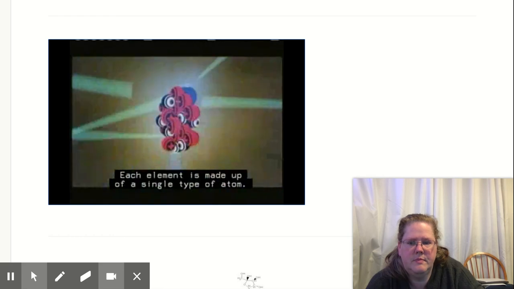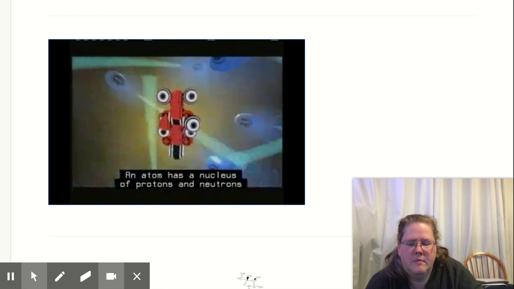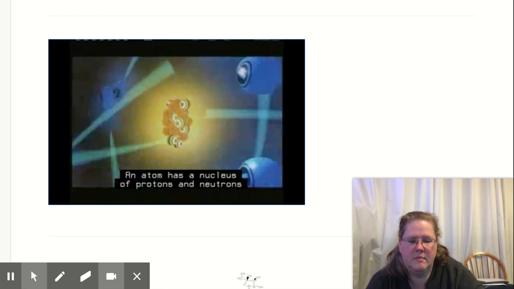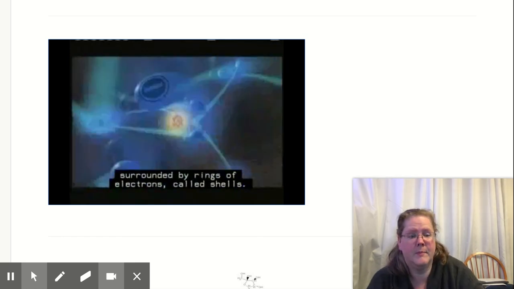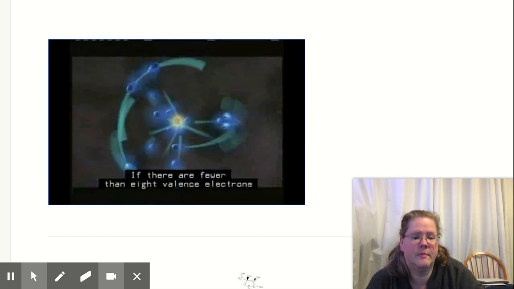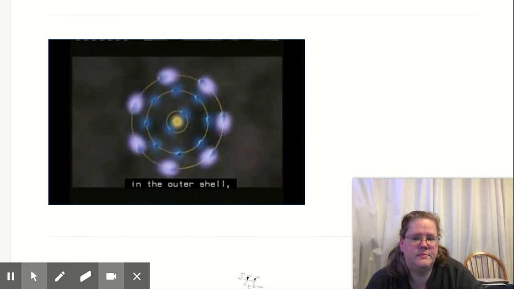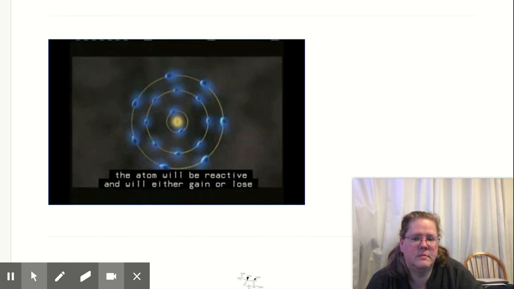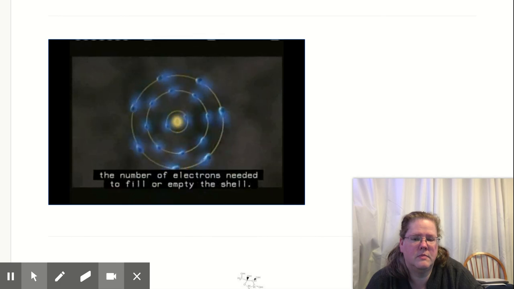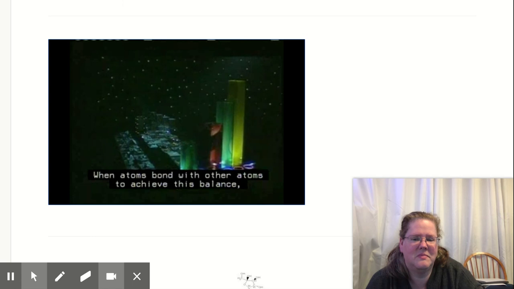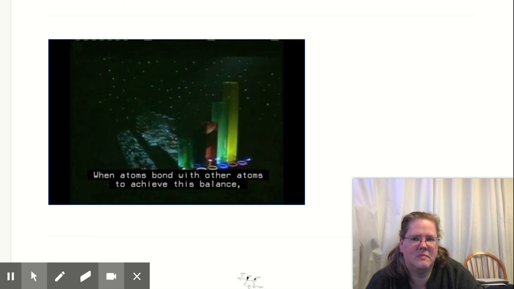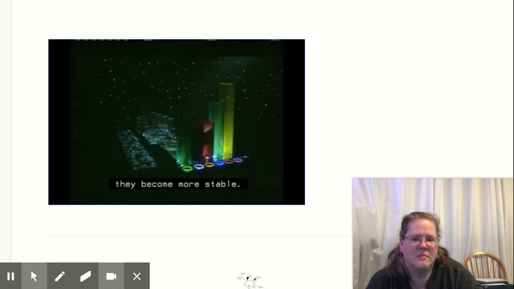Each element is made up of a single type of atom. An atom has a nucleus of protons and neutrons, surrounded by rings of electrons called shells. If there are fewer than 8 valence electrons in the outer shell, the atom will be reactive and will either gain or lose the number of electrons needed to fill or empty the shell. When atoms bond with other atoms to achieve this balance, they become more stable.